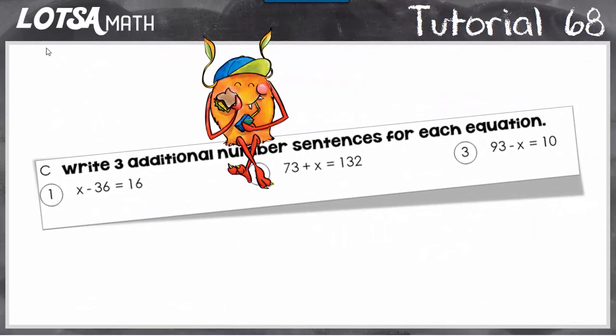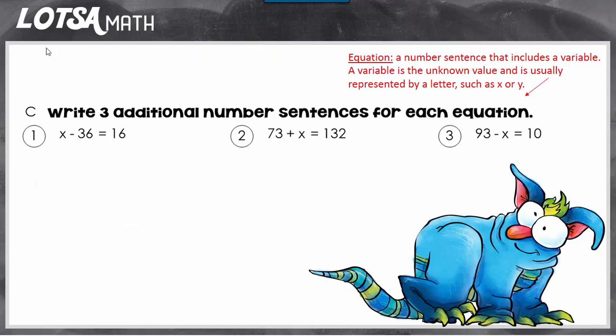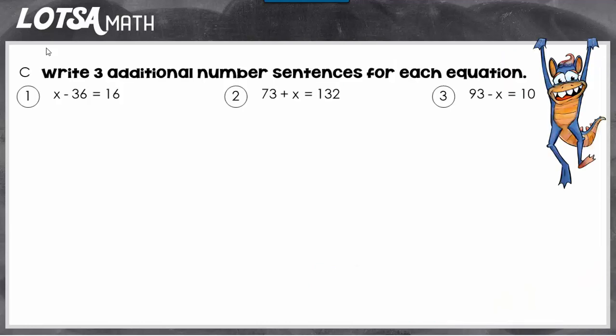For these questions, we're going to write number sentences for each equation. An equation is just a number sentence that includes a variable. A variable is an unknown value, and it's usually represented by a letter such as X or Y. So let's look at some examples.